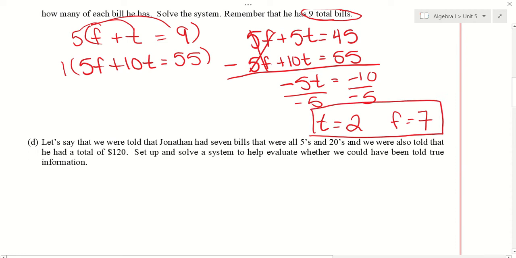Now they say, what if we change the whole problem and say now he has 7 bills, and this time they're 5s and 20s. He has a total of $120. Set up the system of equations.